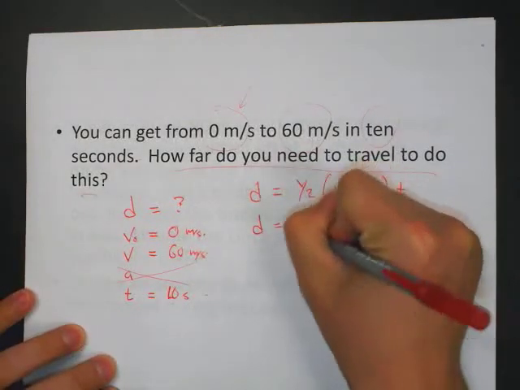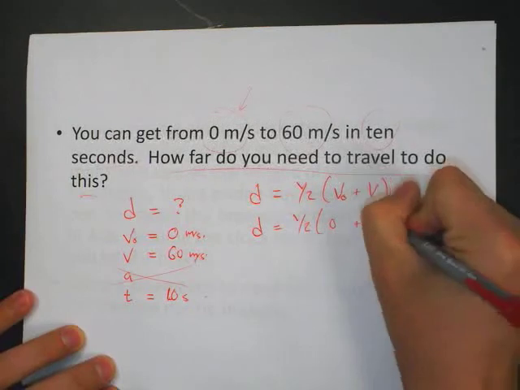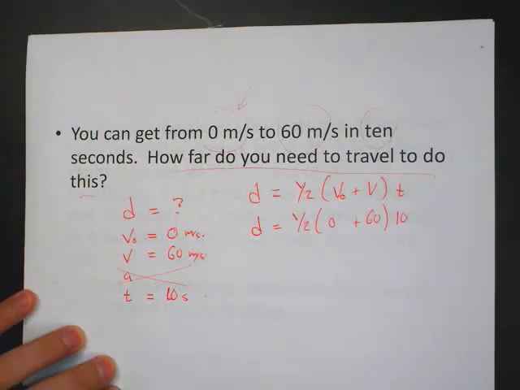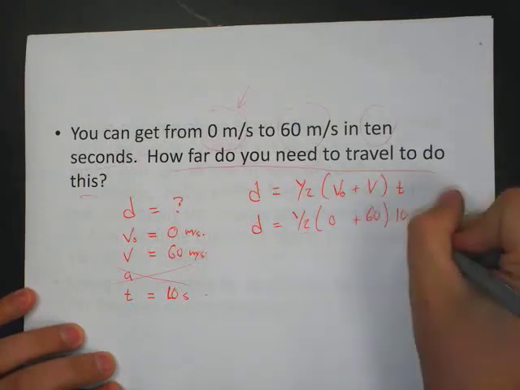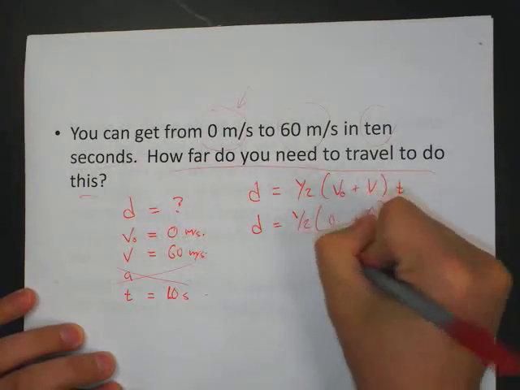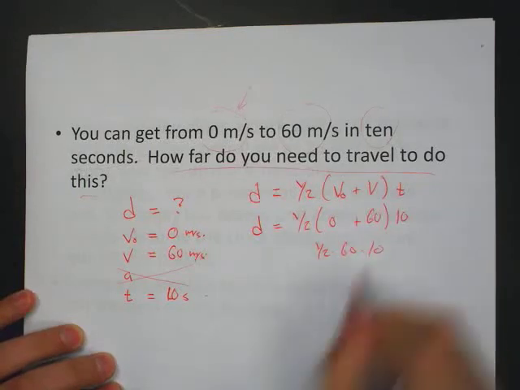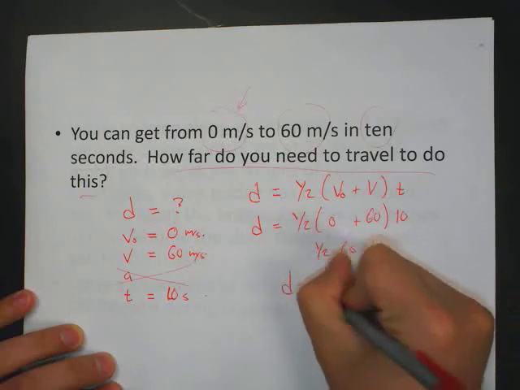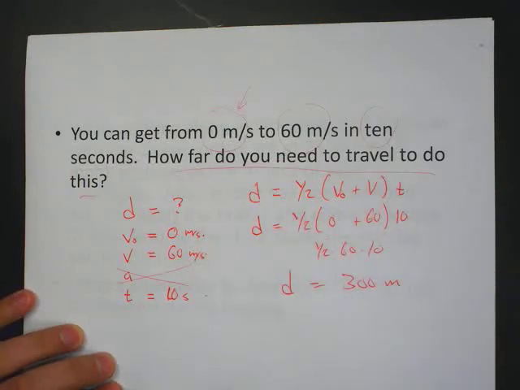1/2, v naught is 0, v is 60, t is 10. Now let's put that all together. So 1/2 times (0 plus 60) times 10. So 1/2 times 60 times 10. So it's 1/2 of 600, or it's 30 times 10. But either way, you're going to get d of 300 meters. And that's it. That's your answer.